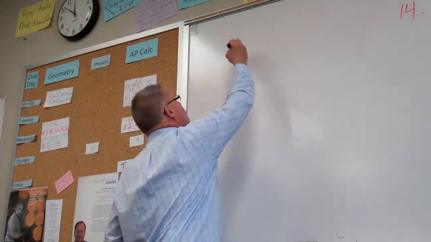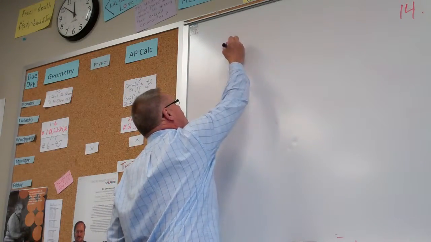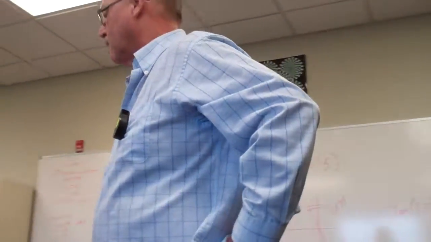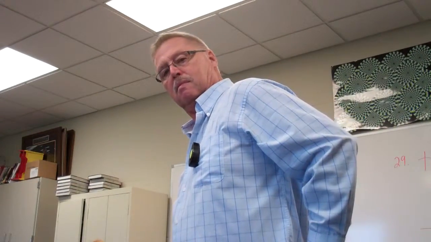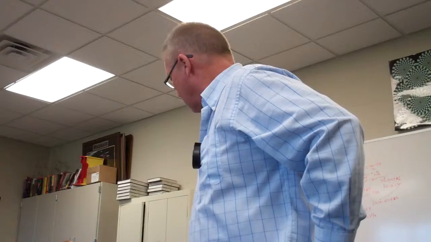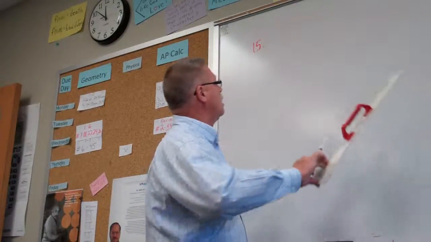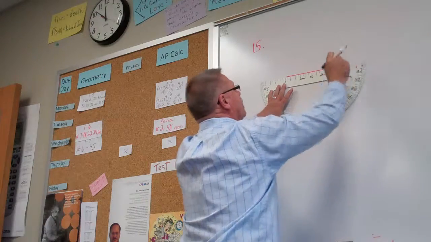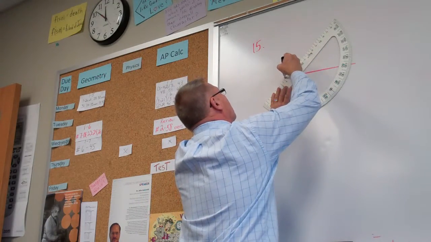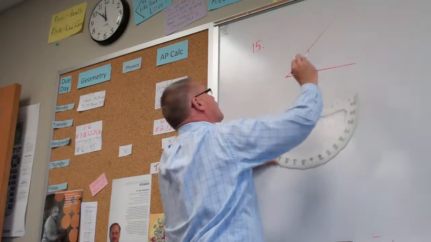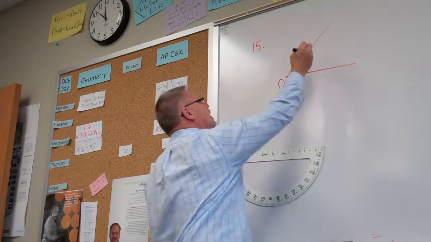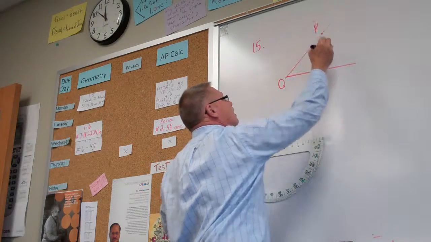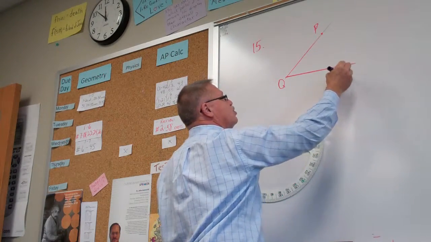Number 15. Can you read that, Brianna? What do we have to do? Draw angle PQR, then construct its bisector. Whoa. So I have to draw a PQR. That's okay. It's going to be all right. PQR means the Q has to be there, you know. And then Brianna says we have to bisect it.